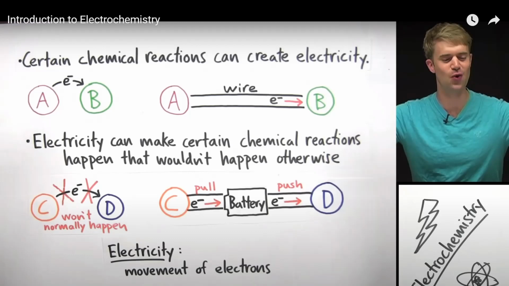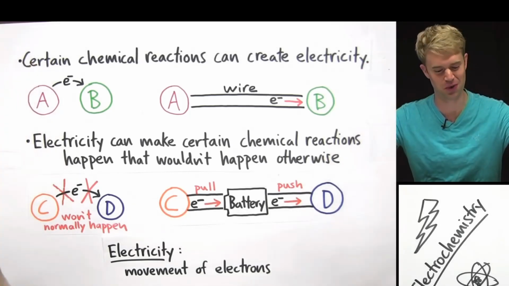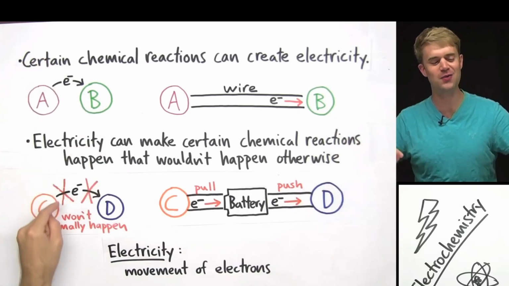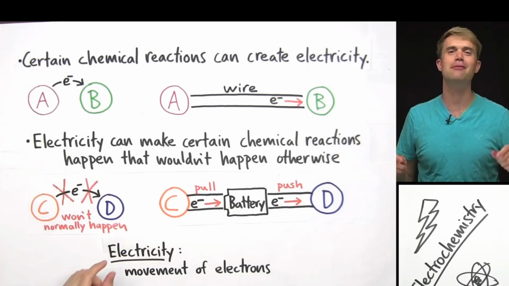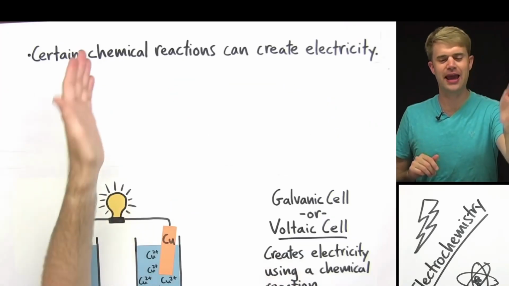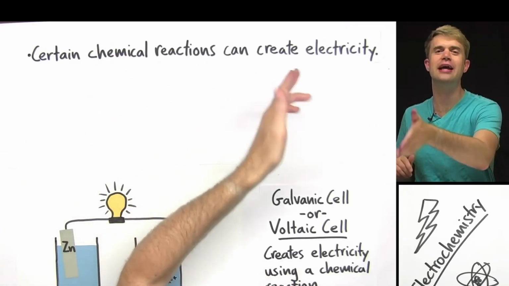And now we're going to get into all the different names for battery. There's so many, but none of them are battery. One where we're using a chemical reaction to create electricity, and one where we're using electricity to make a chemical reaction happen. So here's how chemical reactions can create electricity.